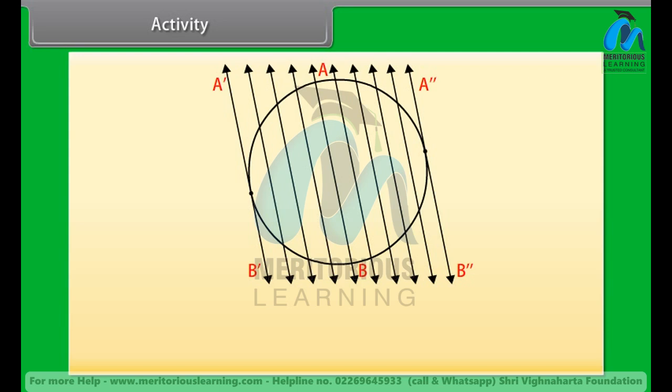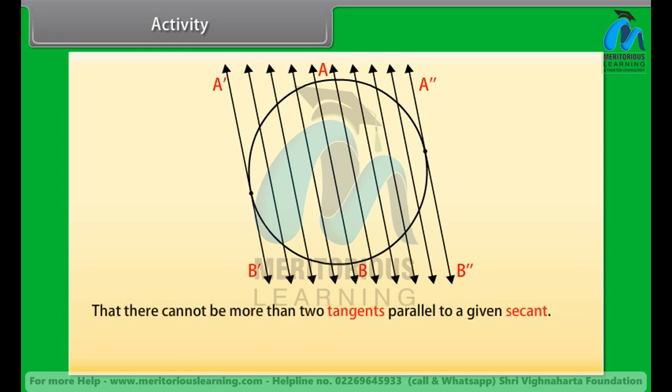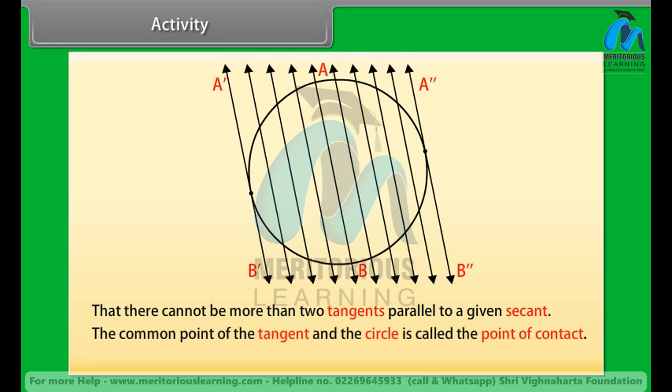Now look at the positions A dash, B dash, and A double dash, B double dash of the secant. These are the tangents to the circle parallel to the given secant AB. We can also observe that there cannot be more than two tangents parallel to a given secant. The common point of the tangent and the circle is called the point of contact, and the tangent is said to touch the circle at the common point.